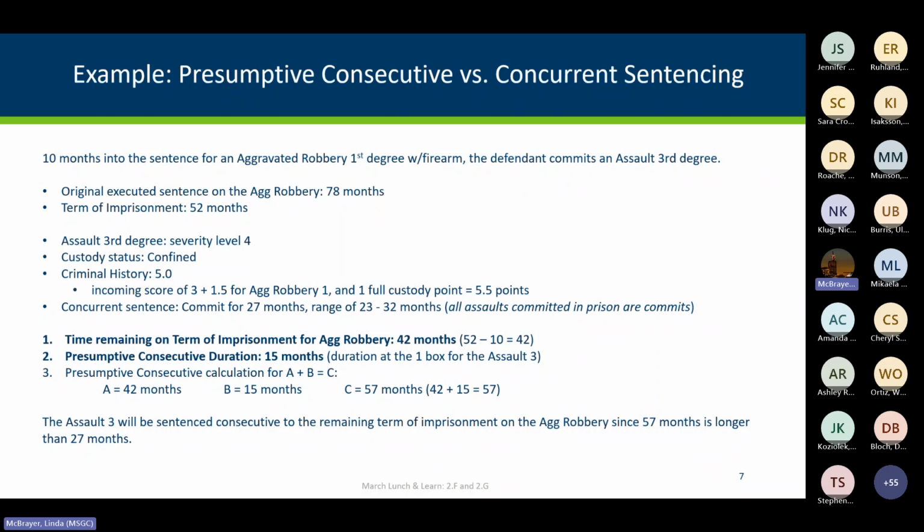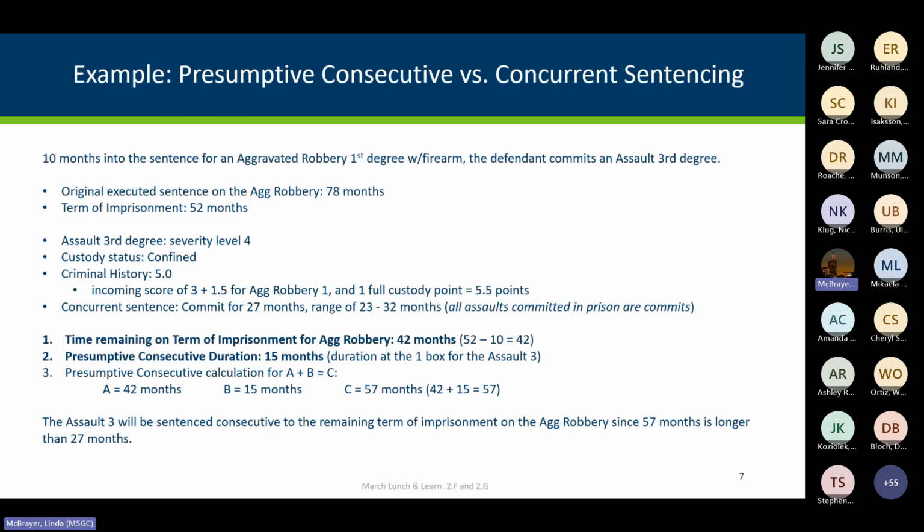Assault third degree rather is a severity level 4. They have a custody status of confined, and their total criminal history score is 5. 3 for the incoming, 1.5 for the aggravated robbery they were in for, and 1 for the custody. So we end up with a criminal history score of 5.5, round down to 5, and a total concurrent sentence of 27 months with a range of 23 to 32.